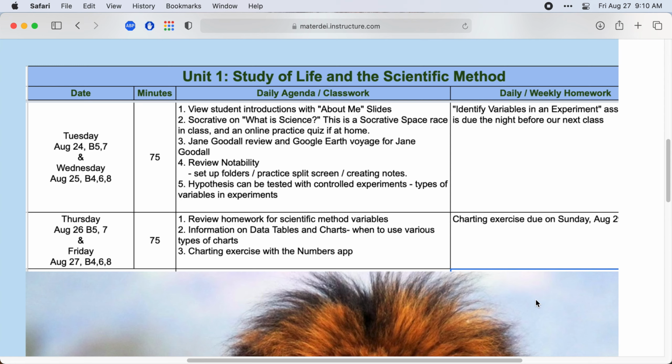We're into the rhythm, the swing of school again, and we are learning about Canvas. You're turning some work in.